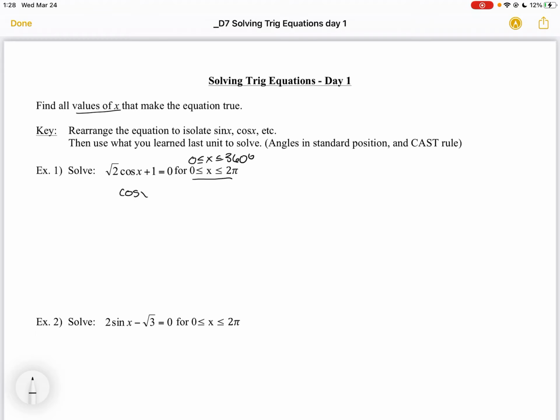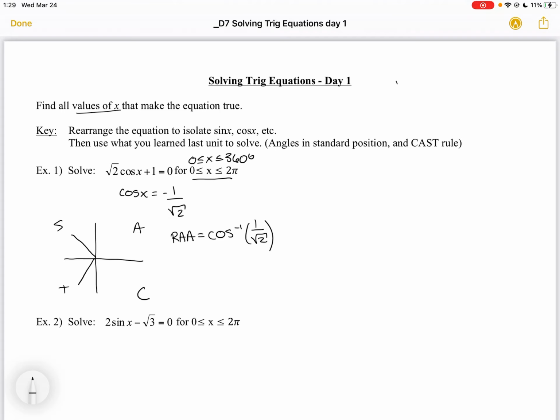So the first thing I'm going to do is rearrange for cos x. I get cos x is equal to minus 1 over root 2. I'm going to set up my quadrants. I know that cos is negative in the second quadrant or in the third quadrant. And now I'm going to find my related acute angle by taking the cos inverse of 1 over root 2.